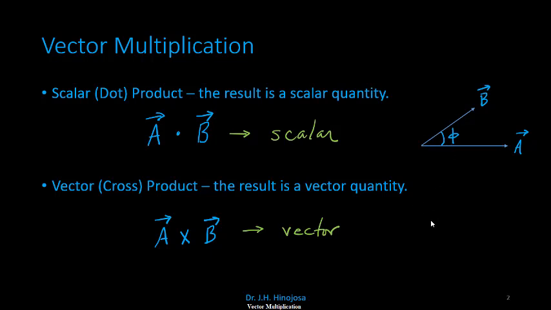Vector or cross product. The vector product or the cross product gives us a result which is a vector quantity. So A cross B gives us a vector quantity, oftentimes referred to as a pseudo vector. We'll talk some more about that later.